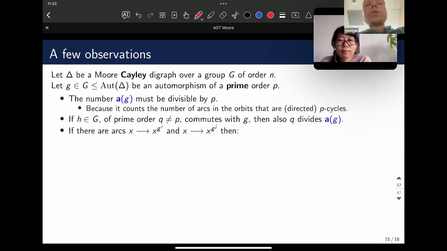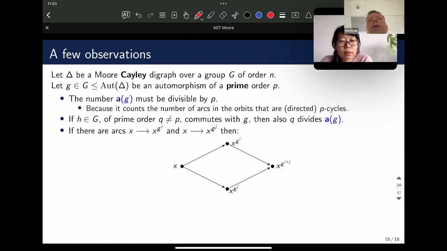And one more observation is that, if we have two arcs of this type, so there is an arc from X to the image of X under G to the power of I, and there is an arc from X to the image of X under the action of G to the power of J, then we can find a pair of vertices which violates the unique trail property. Well, here we need to assume that I plus J is not equal to 0 modulo P.